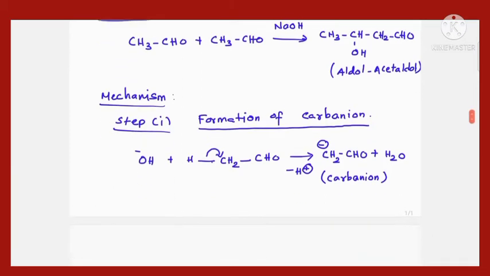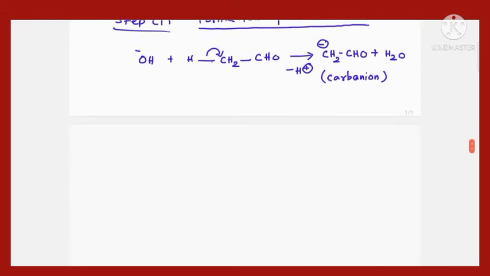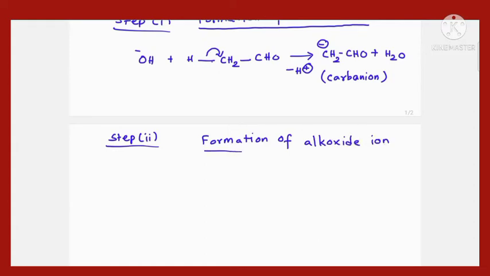Now step 2. In step 2, we get a product which we call alkoxide ion, so this is nothing but the formation of alkoxide ion. An alkyl group with oxygen is nothing but alkoxide, and with a charge it is called alkoxide ion. Alkoxide anion, exactly, an alkoxide group with negative charge.